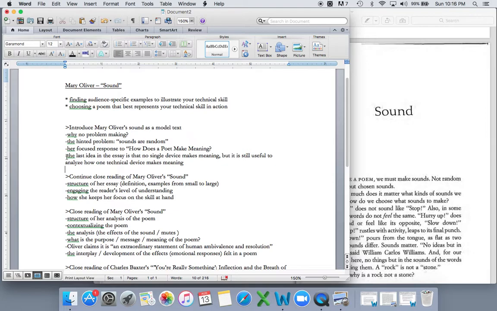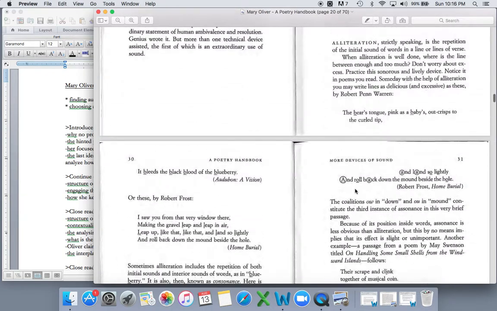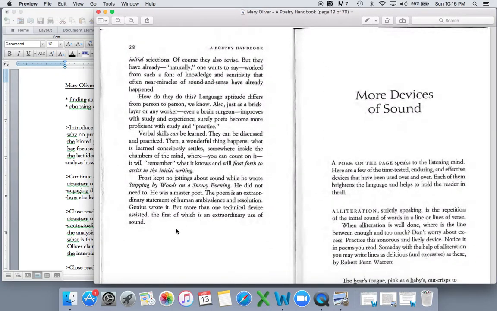Now, she does state at the end of the essay, I think even in the last sentence, that no single device, no single technical skill of poetry makes its meaning, but that it is useful to analyze how one technical skill makes that meaning. And we could just go there real fast to see it. Let's see. She ends the last sentence, "but more than one technical device assisted, the first of which is an extraordinary use of sound." And so this is an interesting distinction I need to make to you.